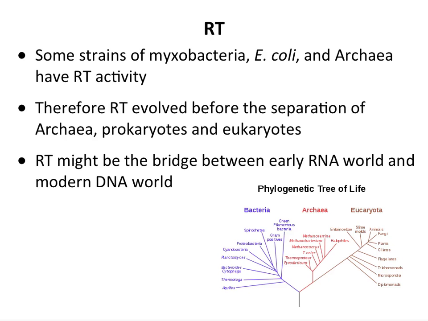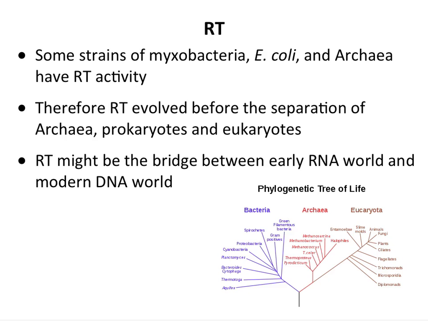So we think this means, the finding of RT in these species, that it's a very old enzyme that evolved before these three forms of life separated. So here's a phylogenetic tree of life: bacteria, archaea, and eukaryote. They had a common ancestor. So reverse transcriptase is probably somewhere up here, because they all have it.